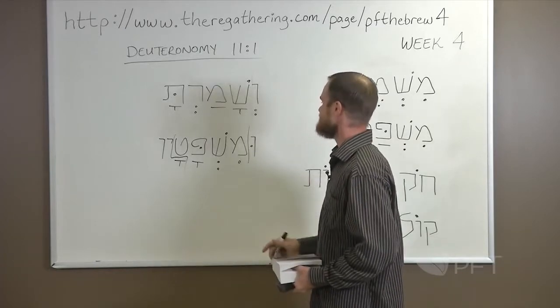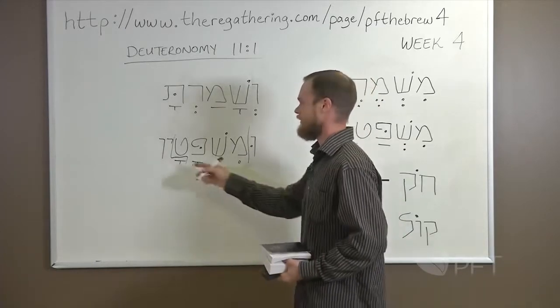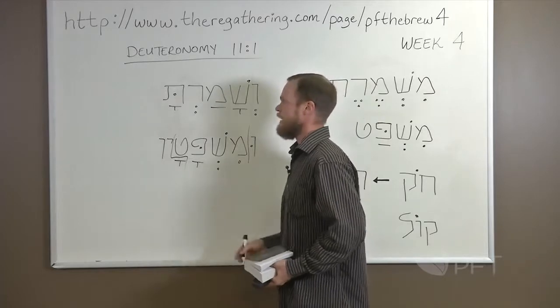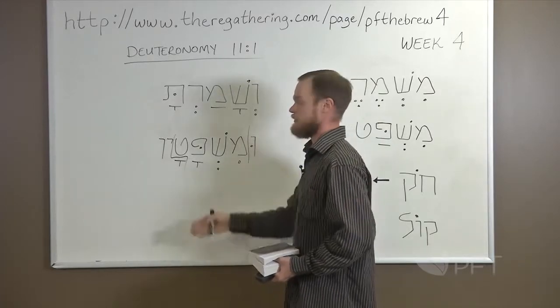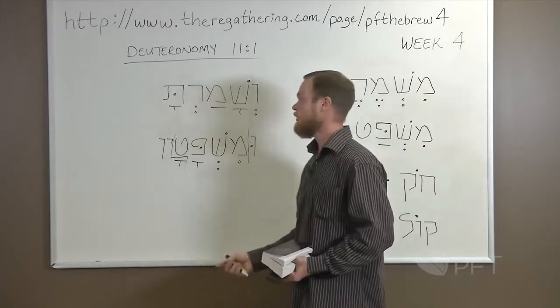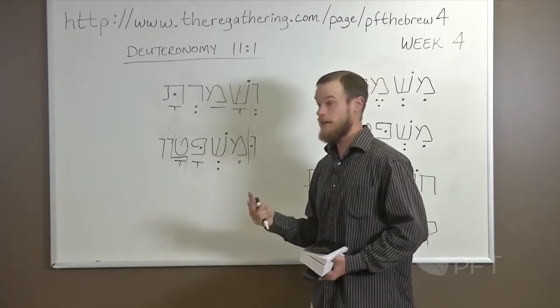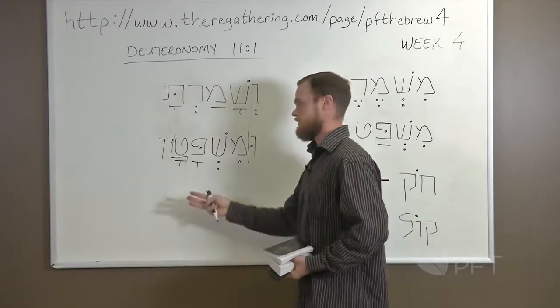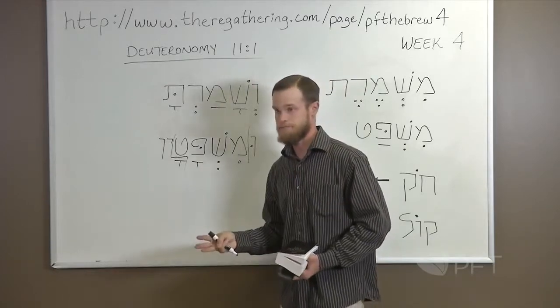It's interesting. Okay, so umishpativ, and we're continuing with the objects here. So we've got mishmarto, all right, his charge, uchukotiv, and his statutes, umishpativ, and his judgments.